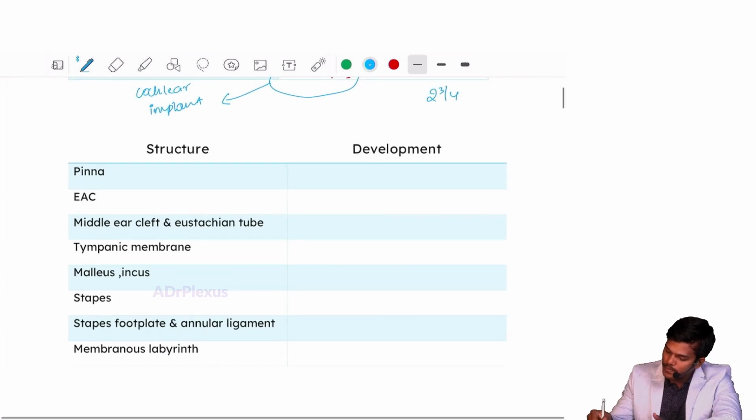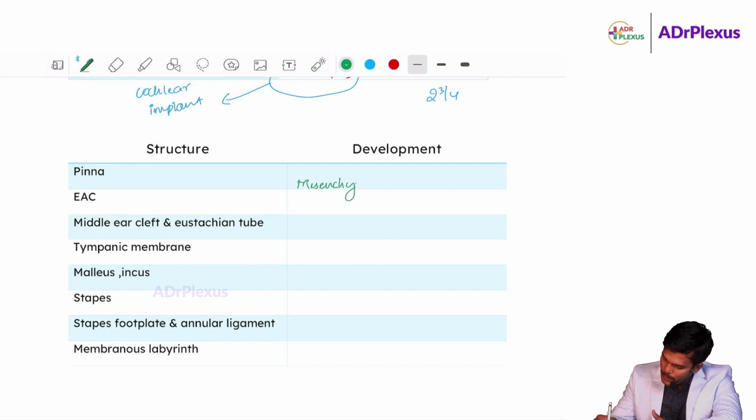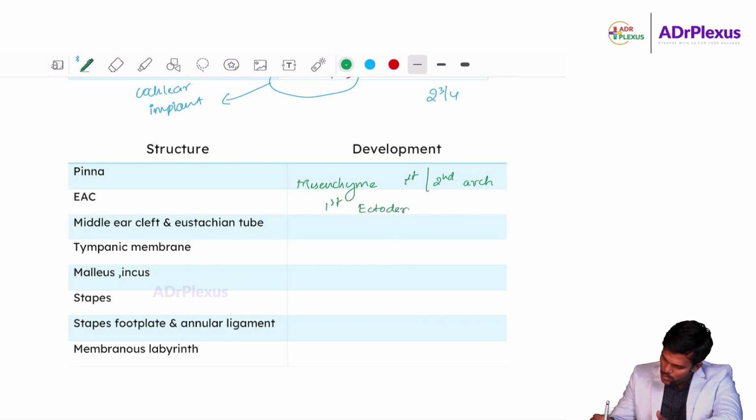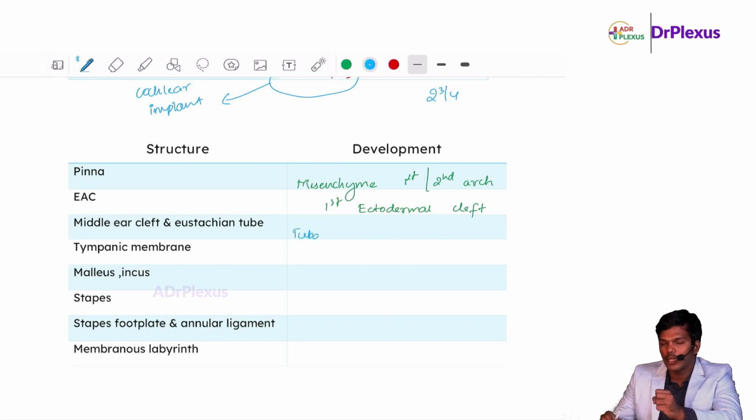So the pinna forms from the mesenchyme of the first and second arch. The external auditory canal forms from the first ectodermal cleft. The middle ear cleft and Eustachian tube form from the tubotympanic recess, which actually forms from the first endodermal outpouching.